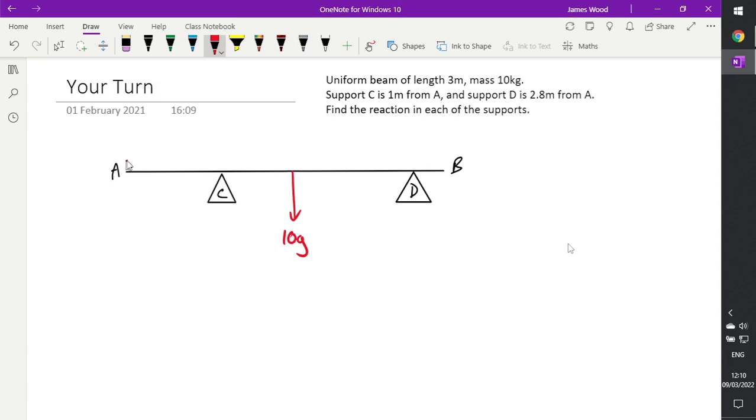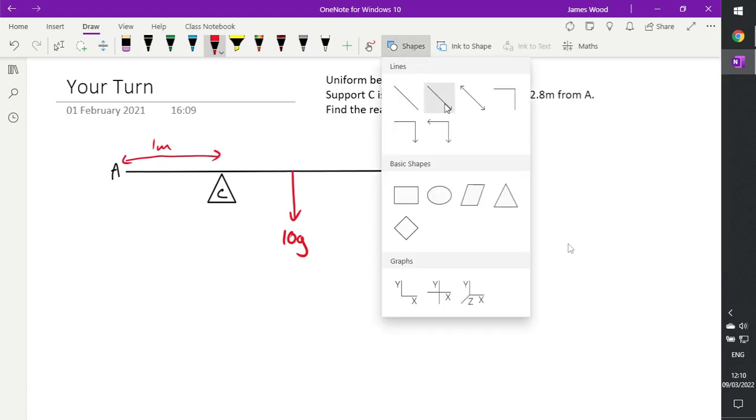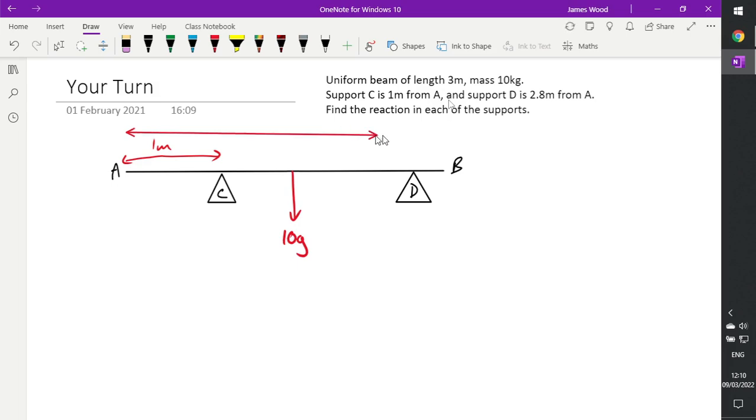Support C is 1 meter from A. So this is 1 meter. And support D, let's actually use these arrows, shall we? Support D is 2.8 meters away. Find the reaction in each of the supports. So we've got RD and RC.